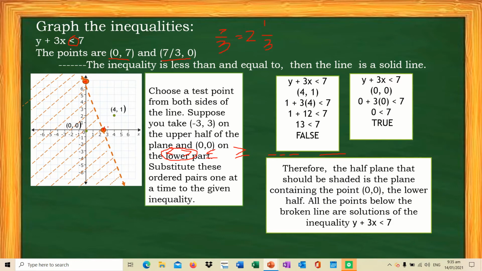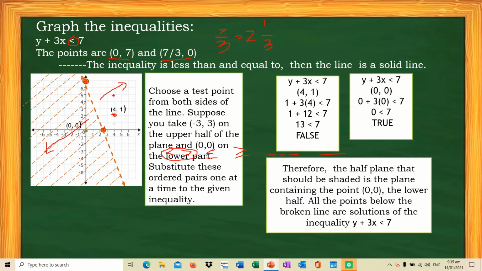Okay, again, next step, choose a test point from both sides of the line. So we have the upper side and we have the lower side. So pipili kayo. So dito sa upper side, let us use this point. So kahit saang point ang gamitin nyo dyan, basta andito sa upper side. So pwedeng this one. It will give the same result. It's either true or false.